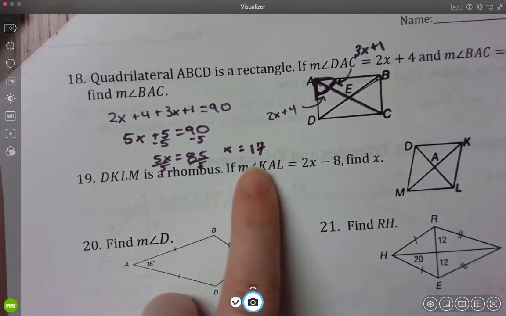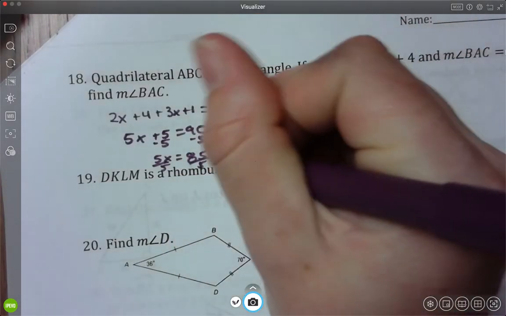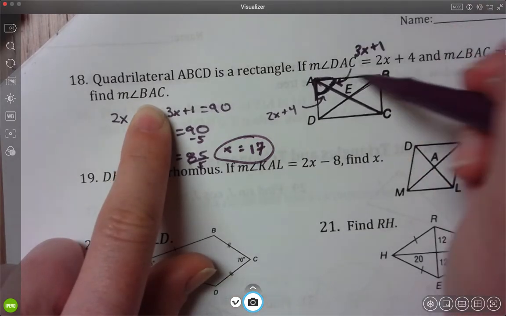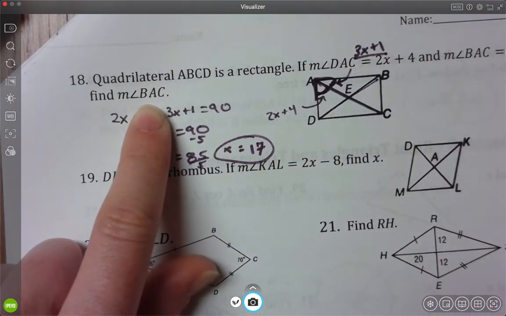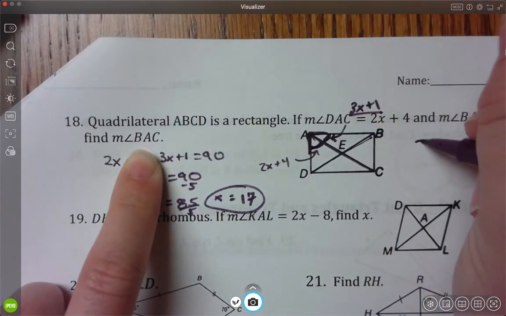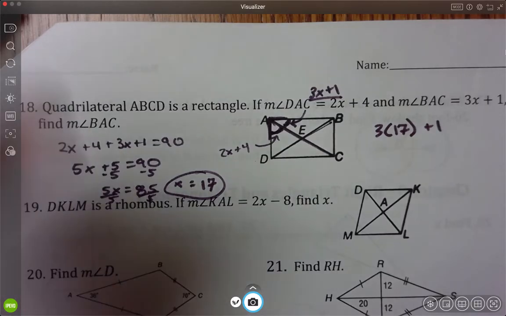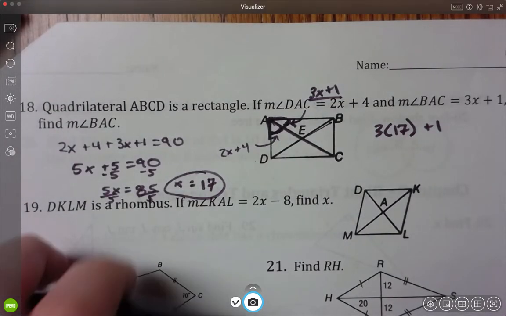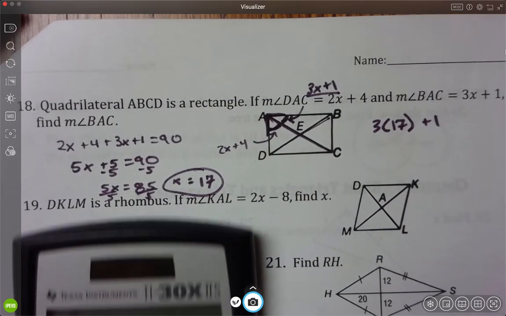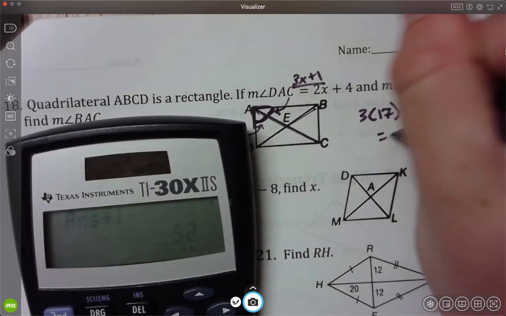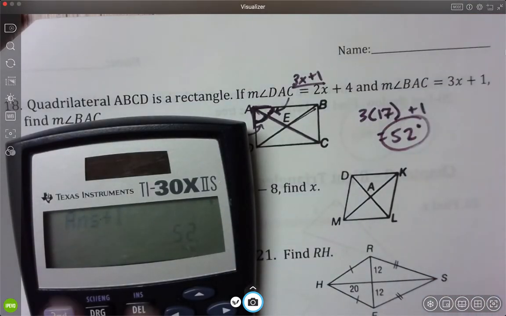8 divided by 5 is 1, with 3 left over. 35 divided by 5 is 17. Yep. So x is 17, but then they want to know what BAC is, okay? So BAC was the one labeled 3x plus 1. So if x was 17, 3 times 17 plus 1, I'm going to check that. 52 maybe. 3 times 17 plus 1. Oh, plus 1. Yep, 52. 52 degrees is what BAC is, okay?